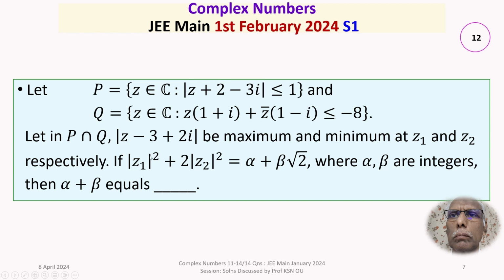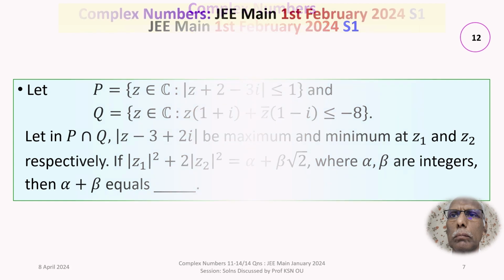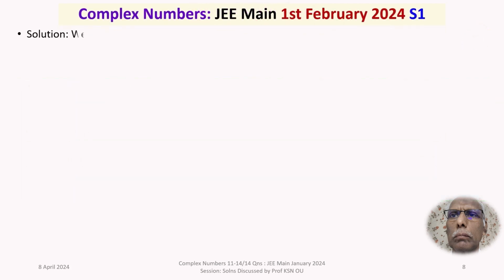you are given the maximum and minimum of modulus of z minus 3 plus 2i in P intersection Q. Let the maximum and minimum be z1 and z2 respectively, and given mod z1 squared plus 2 times mod z2 squared is equal to alpha plus beta root 2, where alpha, beta are integers, we are required to find the value of alpha plus beta. Okay, let's now discuss the solution of the problem in detail.